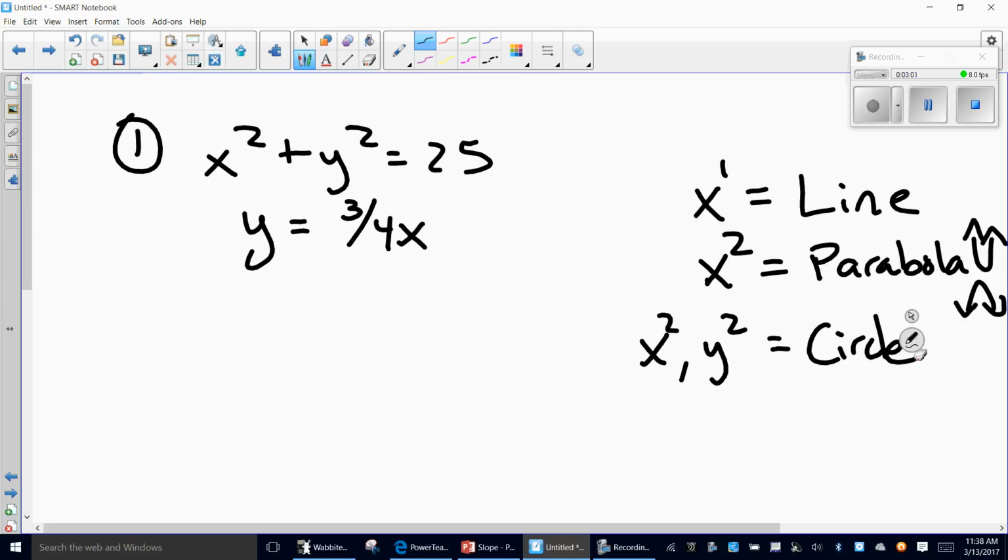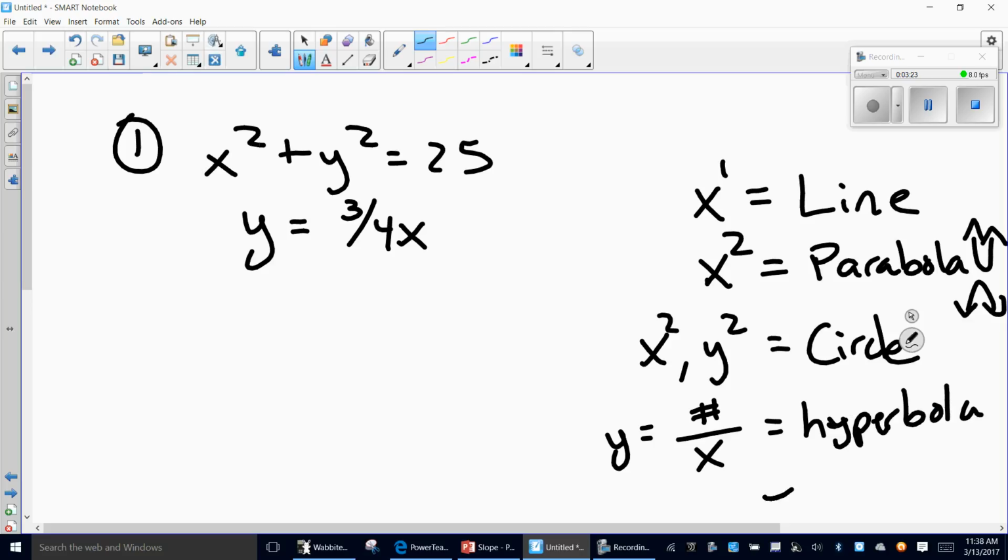If you have a number divided by x, like y equals something divided by x, where x is in the denominator, that is going to be a hyperbola. And it will look something like this. It's a rational equation where it's a fraction. Okay? It's going to be a hyperbola. So we need to understand what we're looking at.